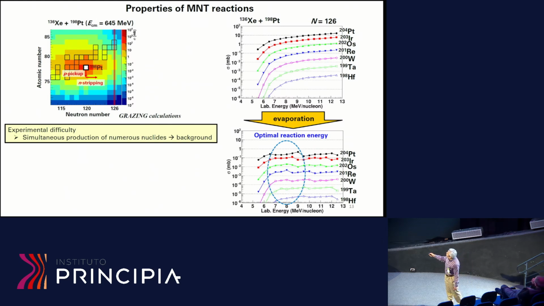And this figure shows the excitation functions of producing the N equal 126 isotones. But they are the primary fragments just produced in the reaction, and they are excited. When the laboratory energy is higher, the excitation energy becomes higher and higher. And after the evaporation, this gives the excitation functions to produce the N equal 126 isotones, and we need to optimize the reaction energies and the target thickness.